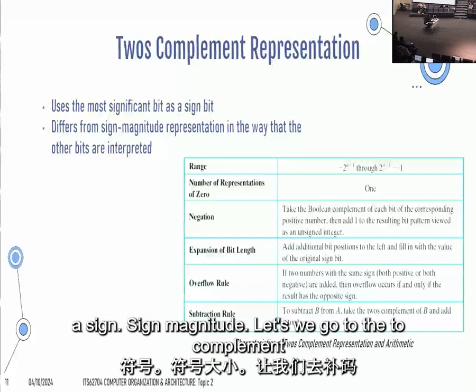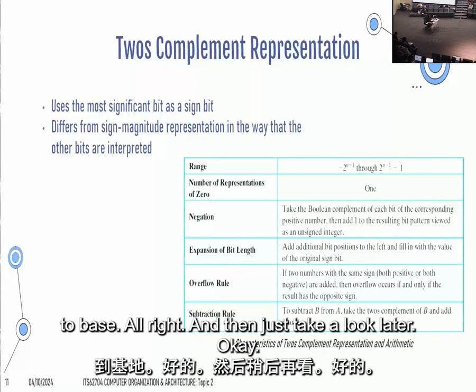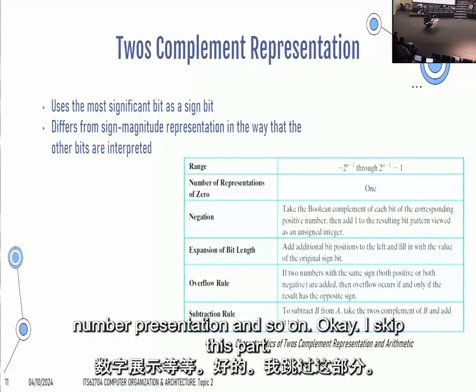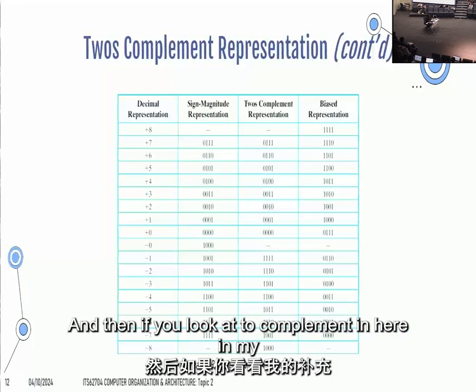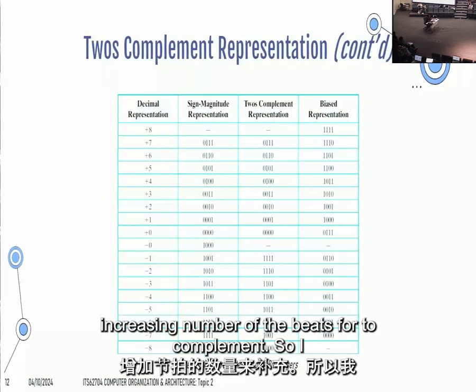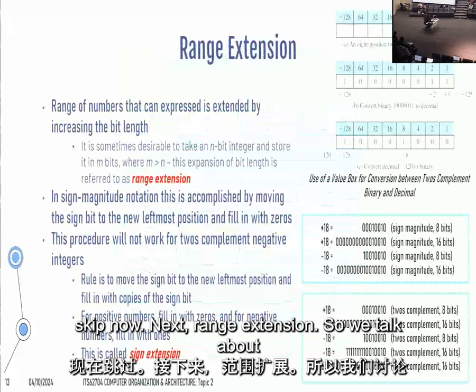Let's go to the 2's complement. 2's complement we also call binary or 2 base. Just take a look later for your own independent study. Look at the range, number representation, and so on. Okay, I'll skip this part. And in the 2's complement in my tutorial, I teach my students how to calculate the increasing number of bits for 2's complement. So I skip now. Next, range extension.